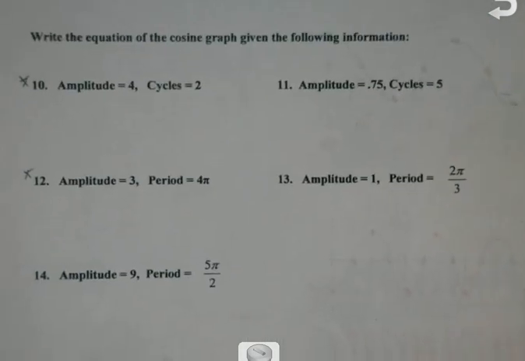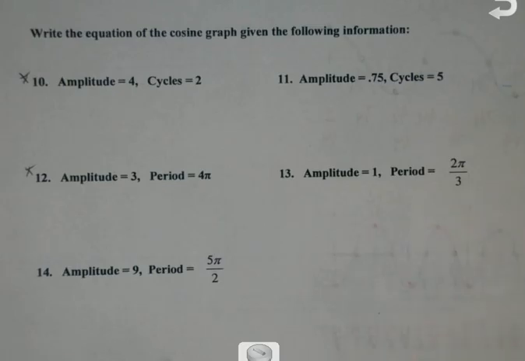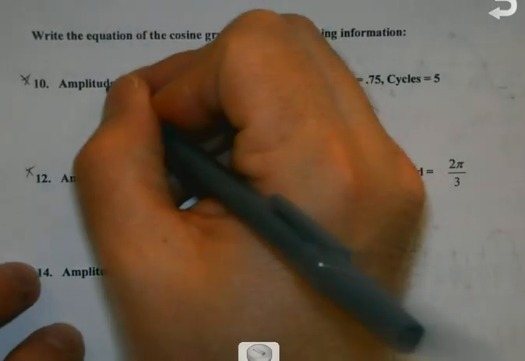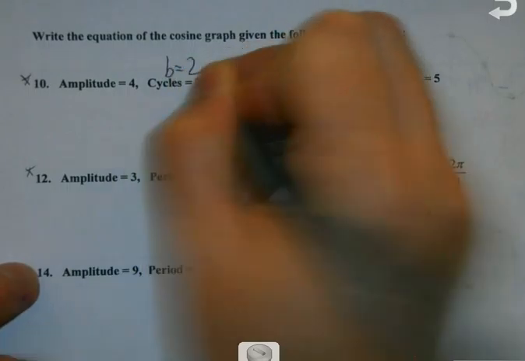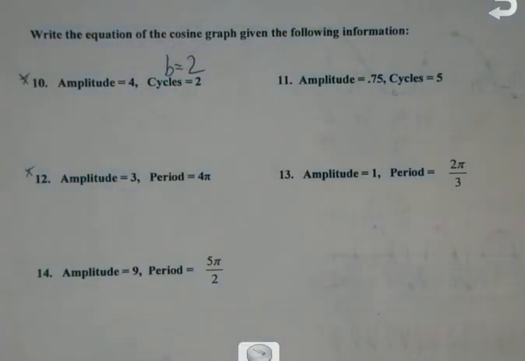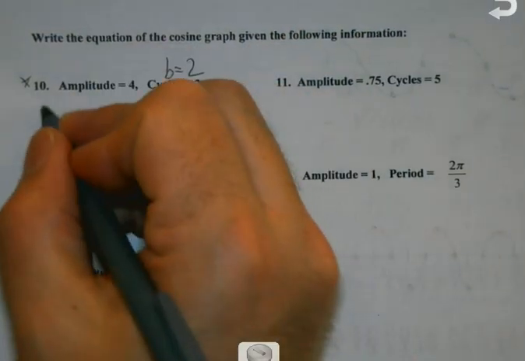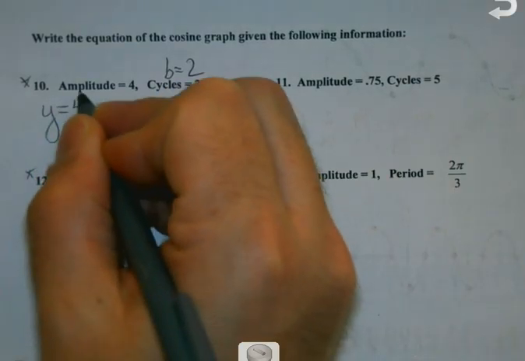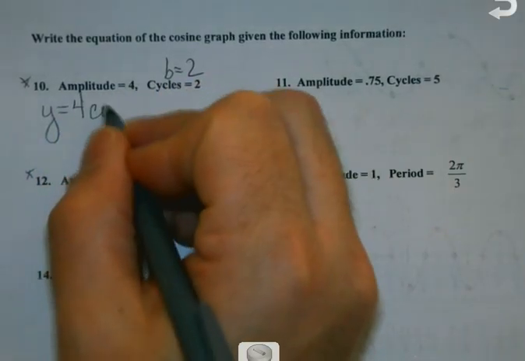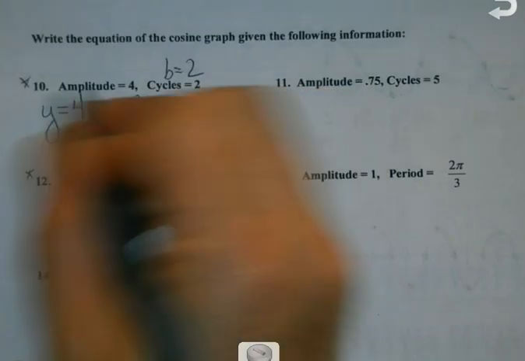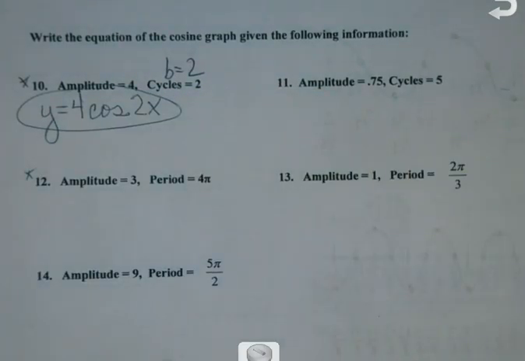Okay, last part. Write the equation of the cosine graph given the following information. Now pay attention to where I wrote stars this time. So, amplitude and cycles. Hey, that was nice. I gave you the a value, and I actually gave you the b value this time. I'm currently giving myself a pat on the back for being nice. Y equals 4, my a value, cosine of 2x. Okay? Doesn't get much easier than that. Now, am I going to be that nice all the time?